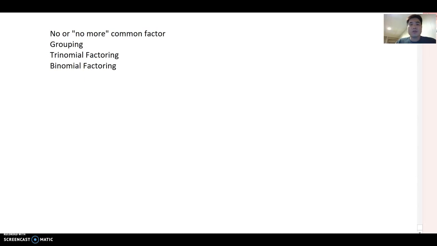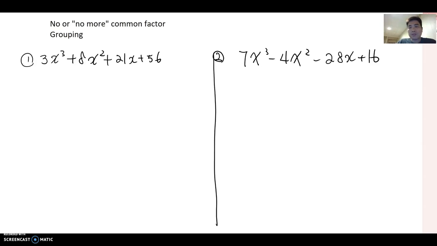In this time, we will talk about the factoring method if there is no or no more common factor. In this case, we can use maybe grouping, trinomial factoring, or binomial factoring. So, at first, we will talk about grouping. Let's look at these two examples.